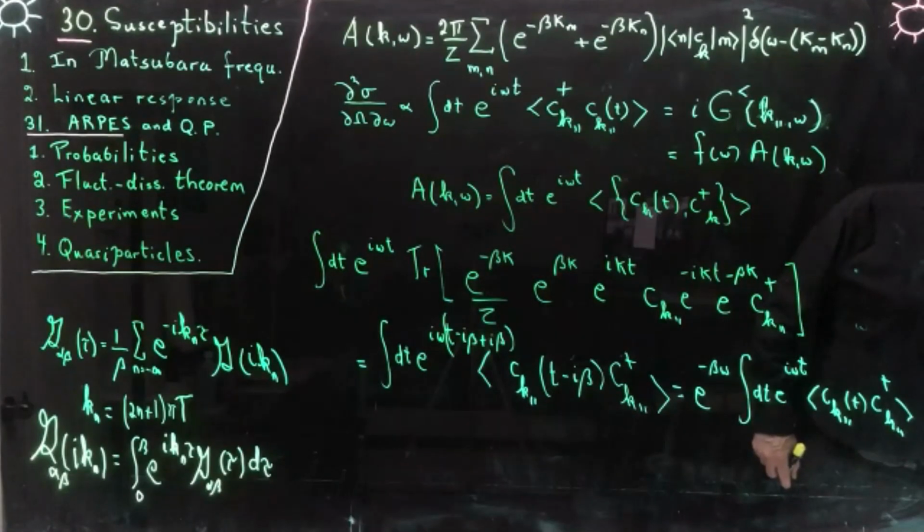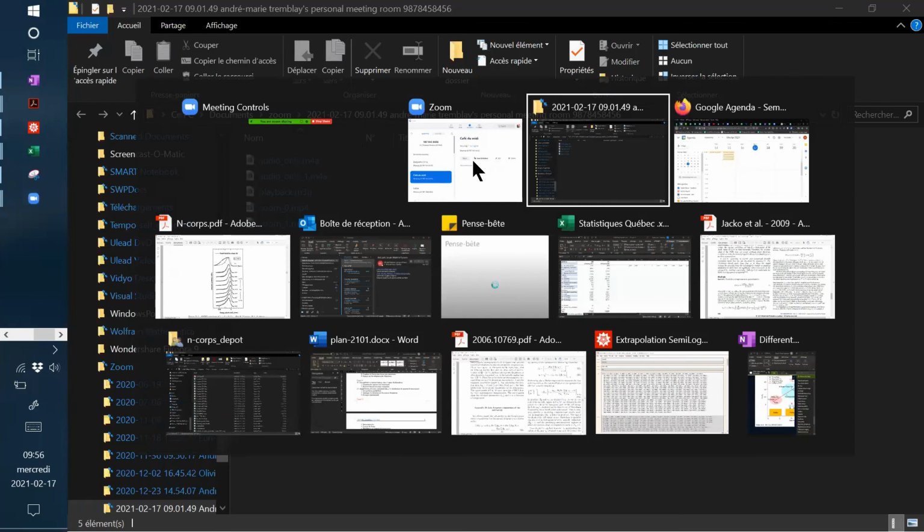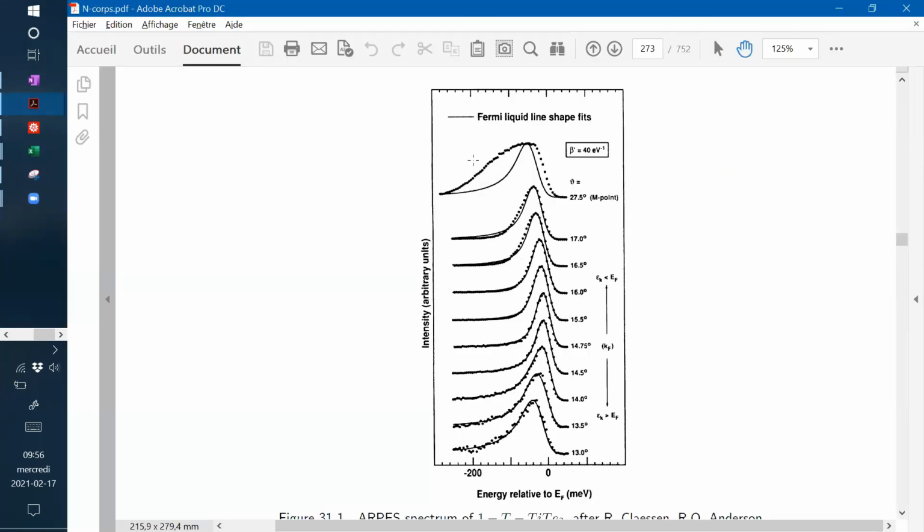So first I will share my screen. Okay, so you see the experiment? There's a graph, energy relative to EF. And so this is the intensity, so it's proportional to f of omega times A of k and omega. What is varying here is the angle of the ejected photoelectron.